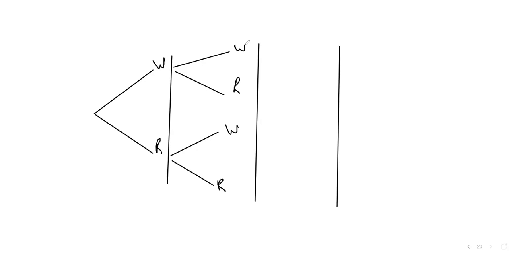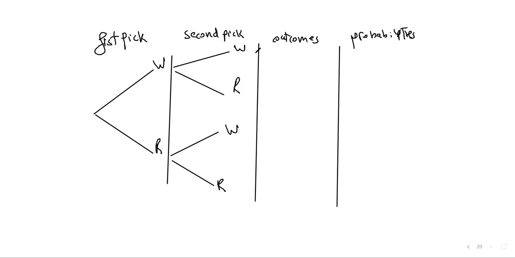I can write here first pick, second pick, outcomes, and probabilities. All right, so the first outcome is white, white, second outcome, white, red, third, red, white, and the last one, red, red. Make sure that you are putting the corresponding probability outcome in front of the suitable ones.